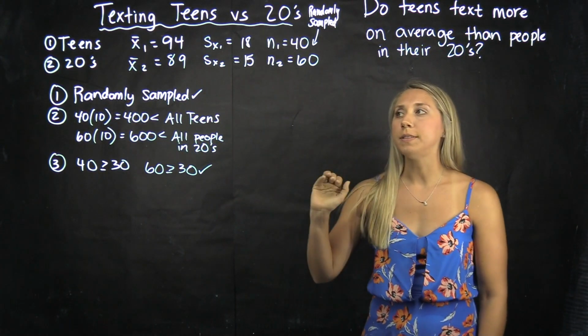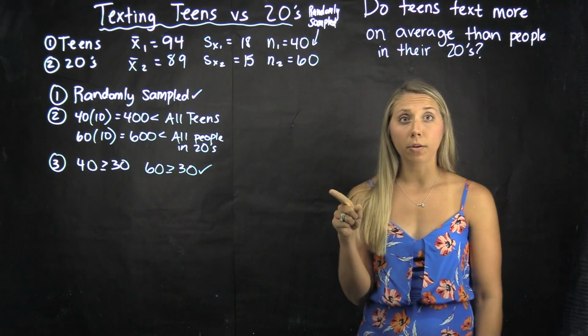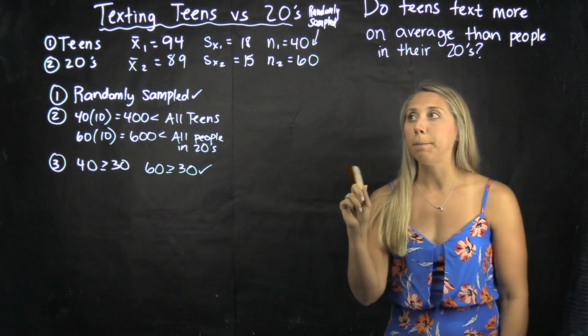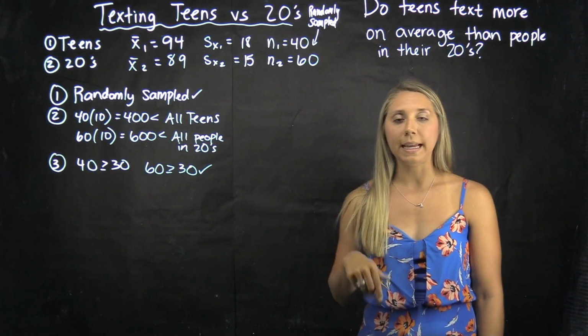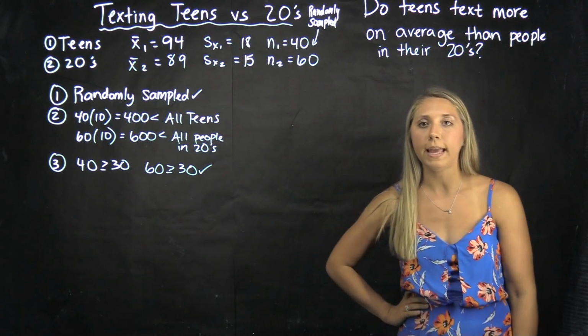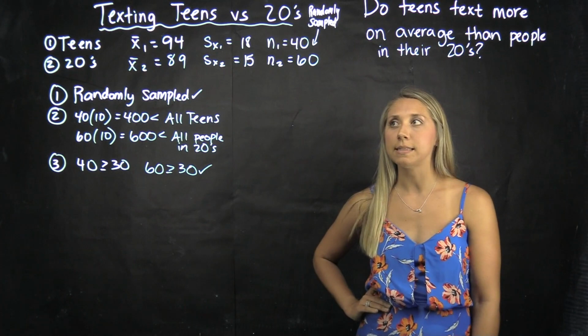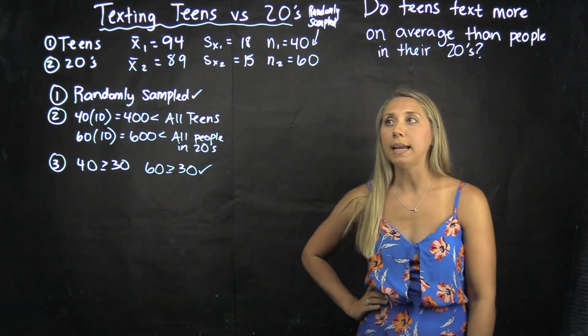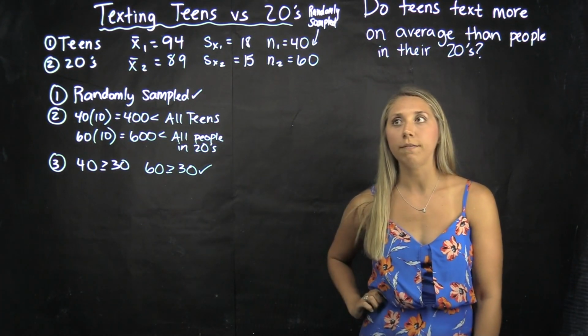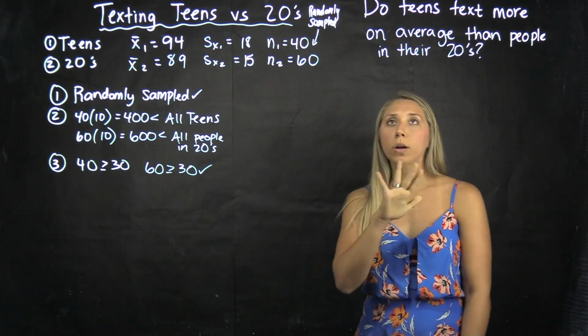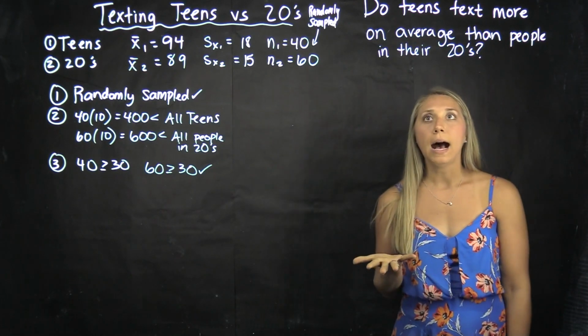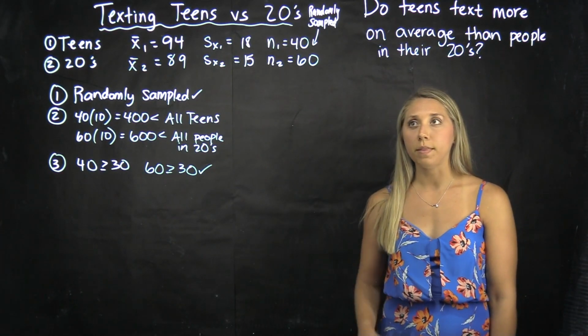We have a group of teens, which was randomly sampled, a group of 40, and their mean was 94 and their standard deviation was 18. And we also have a randomly sampled group of 60, where their mean amount of texts sent per day was 89 and their standard deviation 15. So our question at hand is, do teens text more on average than people in their 20s?